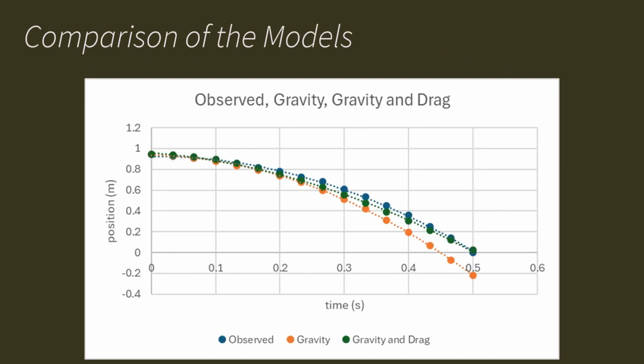And that is shown on the comparison of the models here, where the observed is shown as blue, the just gravity model is shown as orange, and the gravity and drag model is shown in green. And as you can see, the observed and the gravity and drag force models are much more similar in terms of the rate of change of the position, and the change in velocity, but with just the gravitational force acting, it ends up accelerating much faster because that net force is greater in the negative y hat direction.